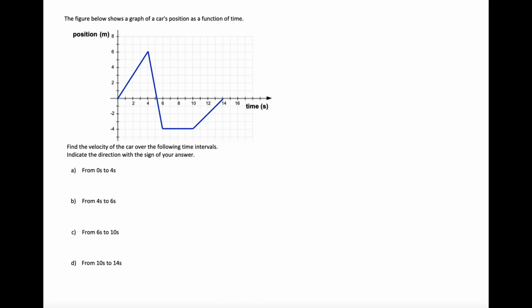The figure below shows a graph of a car's position as a function of time. Find the velocity of this car over the following time intervals and indicate the direction of velocity with the sign of your answer. First, it asks for the interval from 0 seconds to 4 seconds.